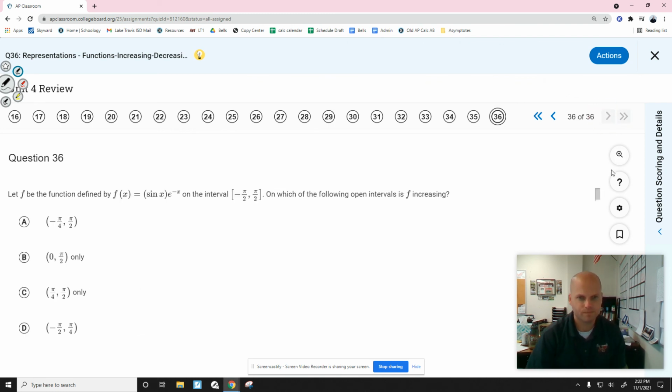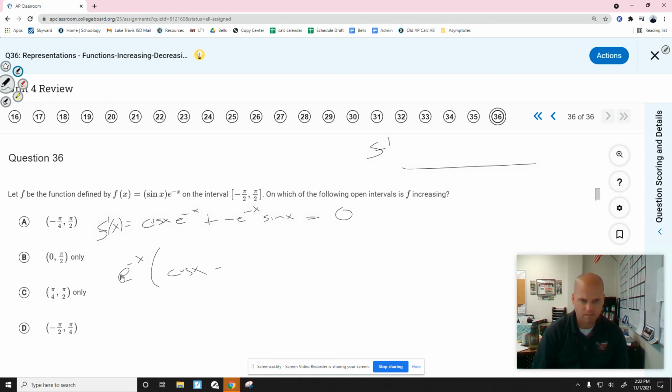Last question. When is f increasing? From negative pi over 2 to pi over 2. Something's increasing when the derivative is positive. We have to do a sign analysis of the derivative. Product rule: derivative of the first times the second plus derivative of the second times the first. When does that equal 0? Factor out the e to the negative x. What do I got? Cos x minus sin x.